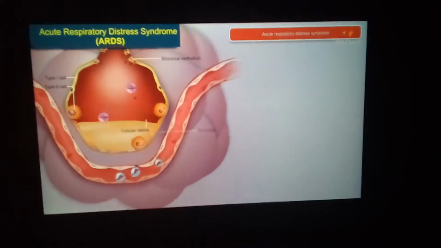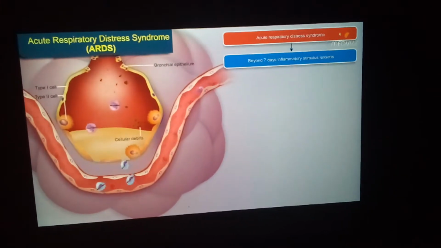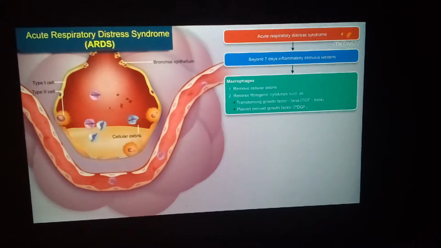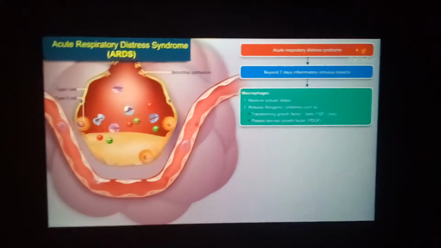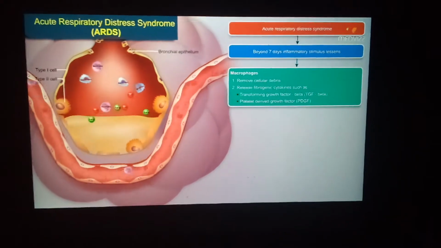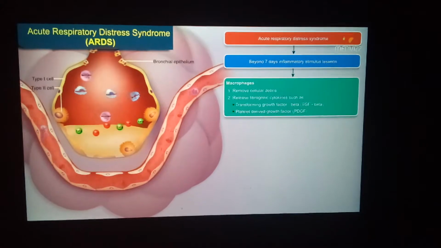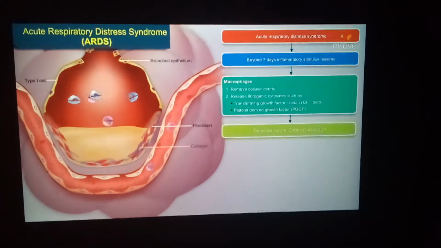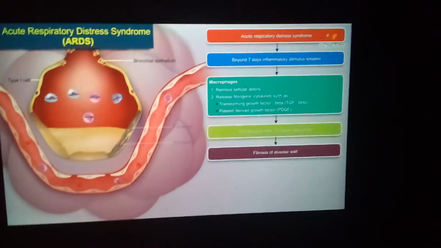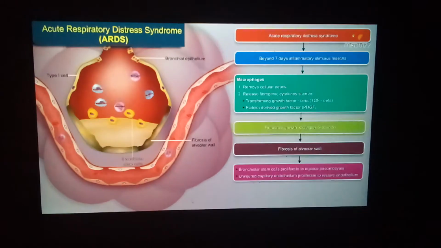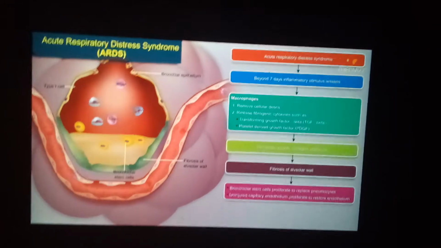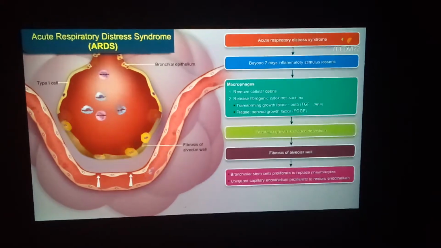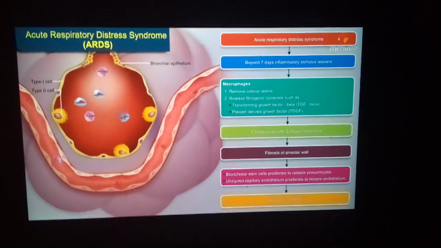In ARDS, beyond 7 days, the inflammatory stimulus slowly lessens. This happens because the macrophages remove cellular debris. They also release fibrogenic cytokines such as transforming growth factor beta, TGF-beta, and PDGF, platelet-derived growth factor. This then triggers fibroblast growth and collagen deposition, ultimately leading to fibrosis of the alveolar wall. The bronchial stem cells proliferate to replace the pneumocytes, and uninjured capillary endothelium proliferates to restore the endothelium, and this triggers resolution of the ARDS finally.